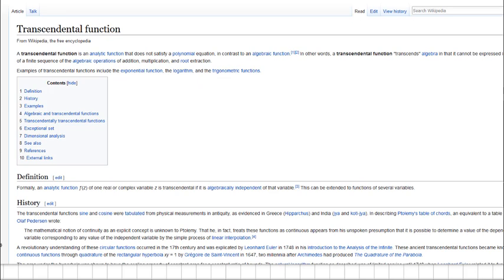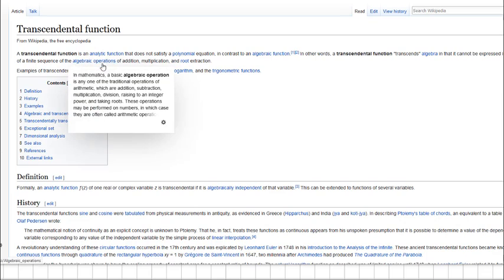The log is a very special type of function called a transcendental function. And what is a transcendental function? Oh my gosh, it is an analytic function that does not satisfy a polynomial equation, in contrast to an algebraic function. In other words, here's the issue. A transcendental function transcends algebra and cannot be expressed in terms of a finite sequence of algebraic operations.